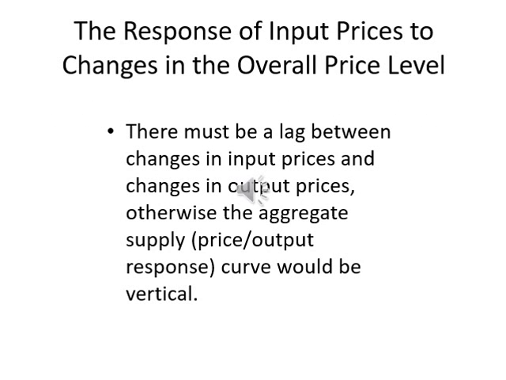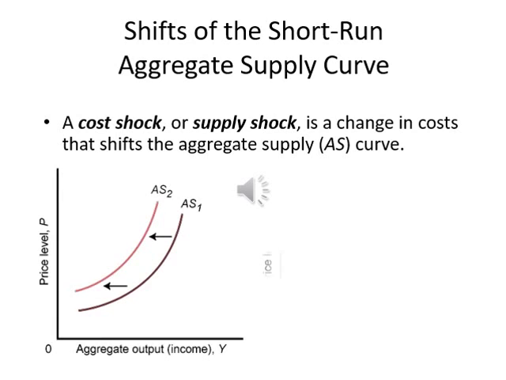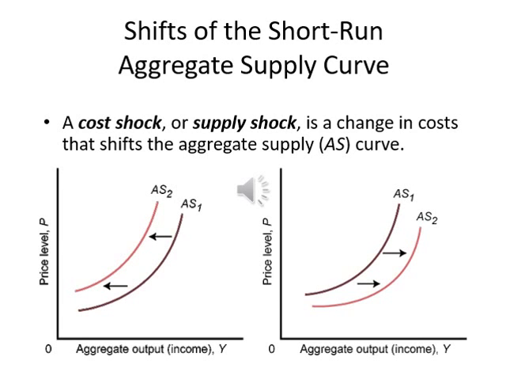There must be a lag between changes in input prices and changes in output prices, otherwise the aggregate supply, price/output response, curve would be vertical. Wage rates may increase at exactly the same rate as the overall price level if the price level increase is fully anticipated. Most input prices, however, tend to lag increases in output prices. A cost shock, or supply shock, is a change in costs that shifts the aggregate supply curve.